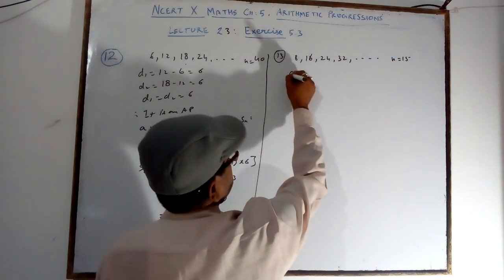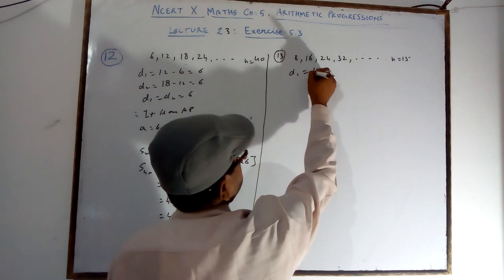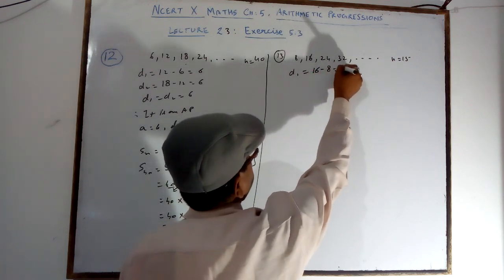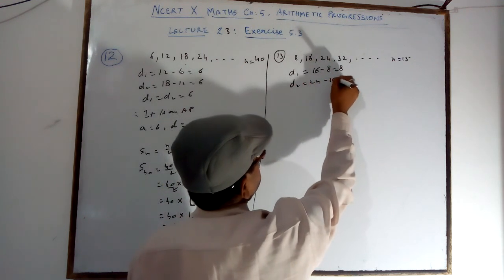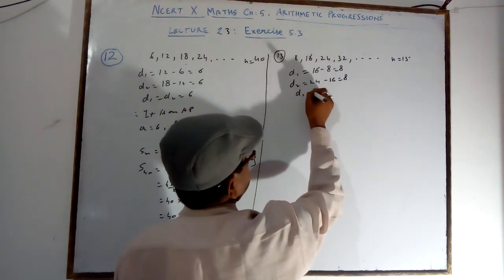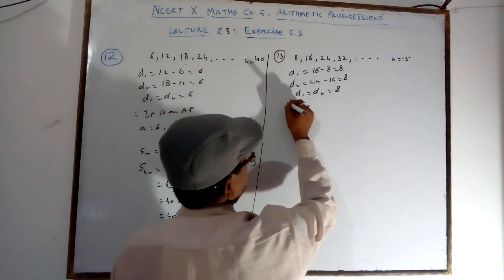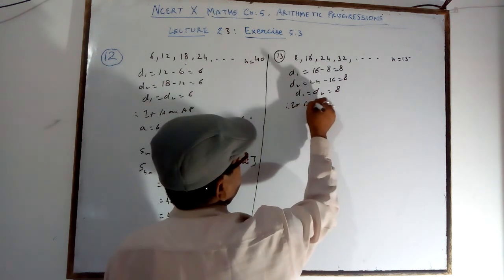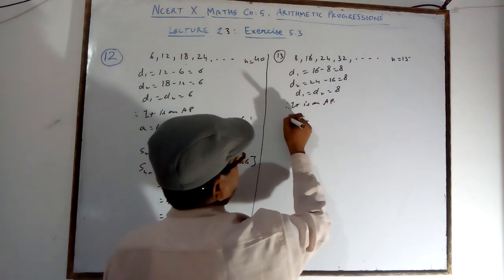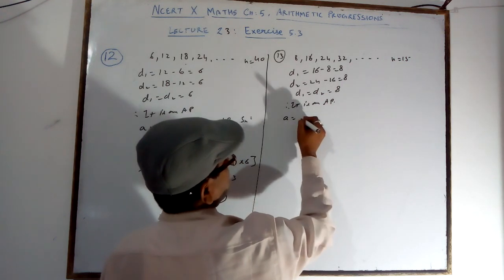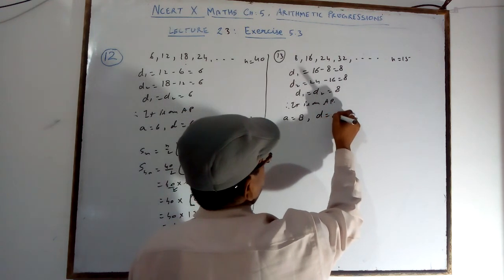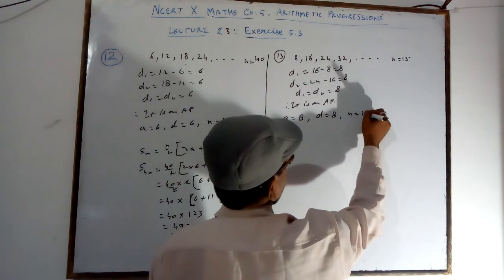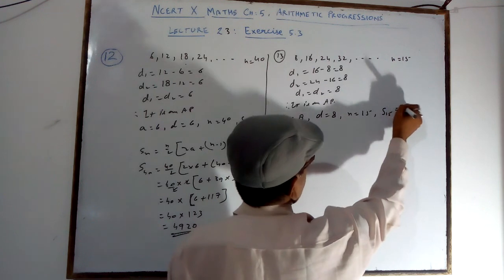So what is d1? A2 minus A1, 16 minus 8, 8. What is d2? 24 minus 16, 8. d1 is equal to d2 is equal to 8, so it is an AP. Apply the very simple formula, no need to think what statement to write. d is equal to 8, n is equal to 15, and you want S15.